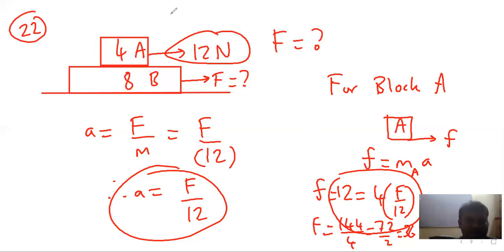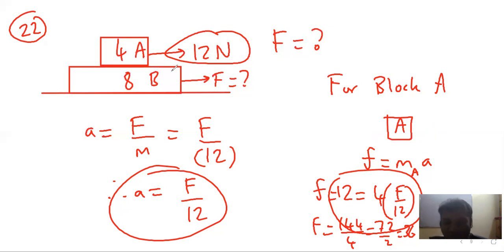If I consider this force, then friction will be in the backward direction. So on block A, friction will be in the backward direction. Let me consider the backward direction, it is small f, and in the forward direction we have 12 Newton. So in this case, we will have an equation, let us consider the friction force.